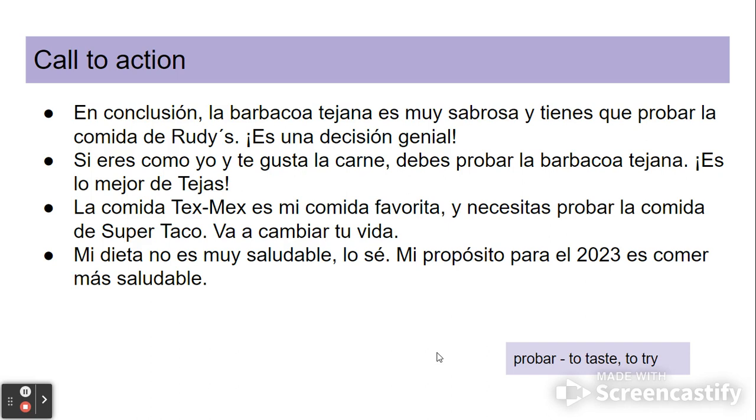Here's an example. Mi dieta no es muy saludable, lo sé. Mi propósito para el 2023 es comer más saludable. You can probably figure out propósito means resolution. So my New Year's resolution is to eat healthier food. One of the words that I used often in here is the word probar. It might be helpful to add that to your vocabulary, although I think it's coming up in the next part of our vocabulary notes. But add it for this particular list to study, to use in your toolbox for when you write your food post.